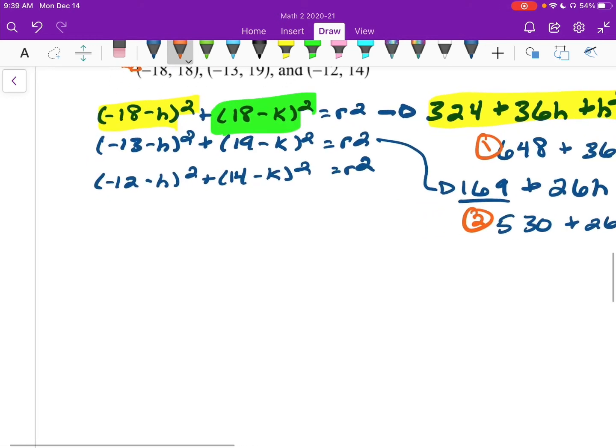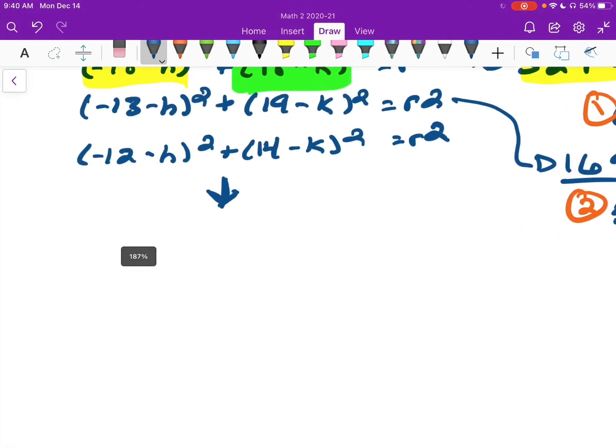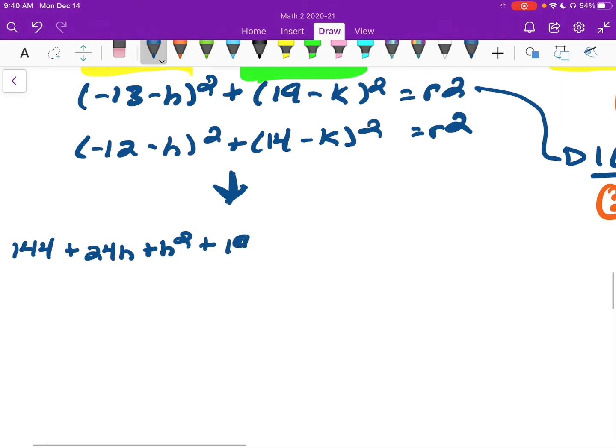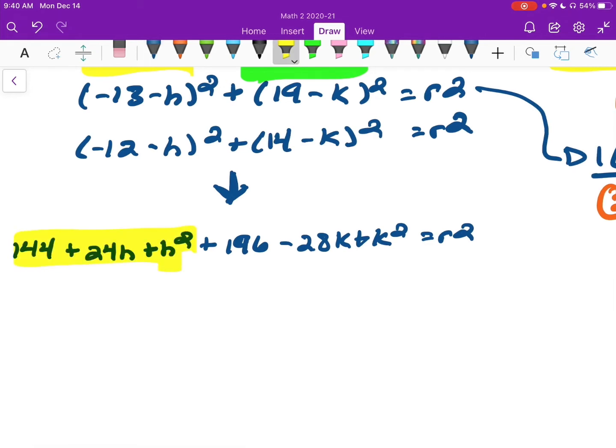All right. Lastly, I'm just going to take this equation straight down. I need to do the same thing for this one. So I'm going to have 144 plus 24h plus h squared plus, what is 14 squared? 196, minus 28k plus k squared equals r squared. Again, just like in the first one, this corresponds to this, and this corresponds to this.